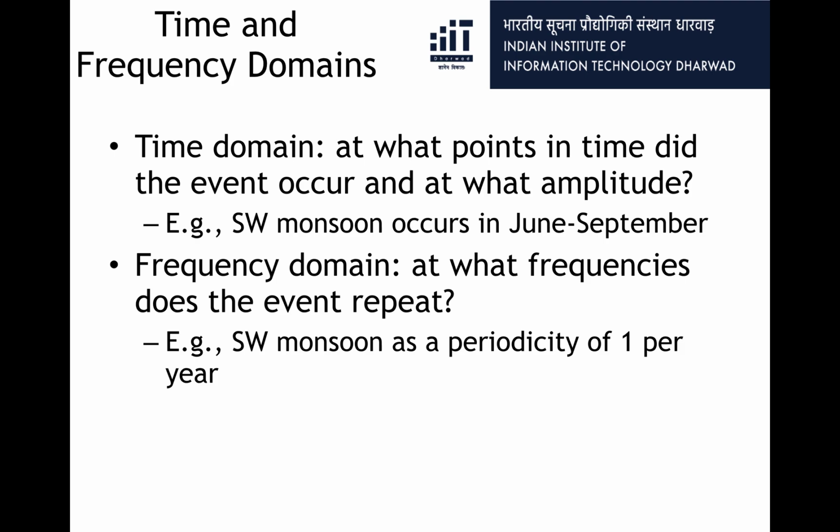In the frequency domain, we look at not the time points but the frequency of occurrence of events. So the southwest monsoon has a periodicity of 1 year and a frequency of 1. So it occurs once in every year.